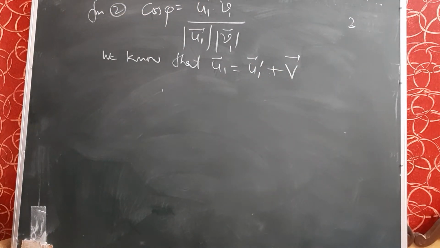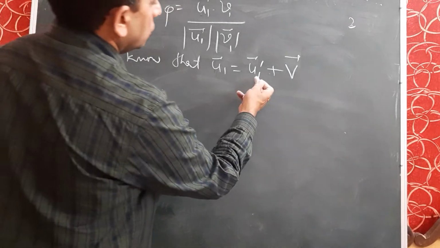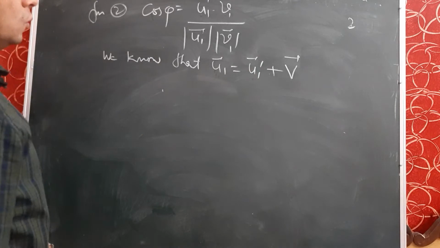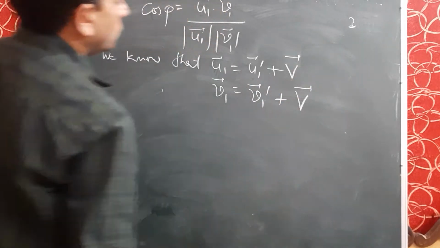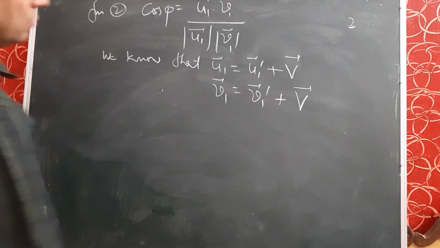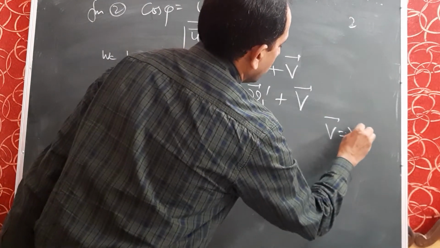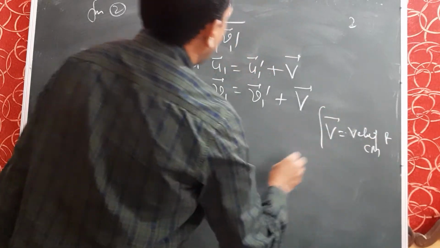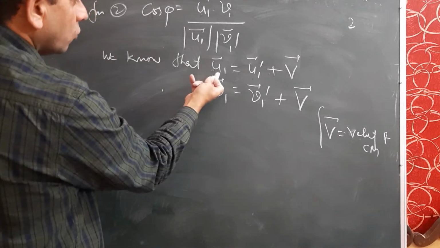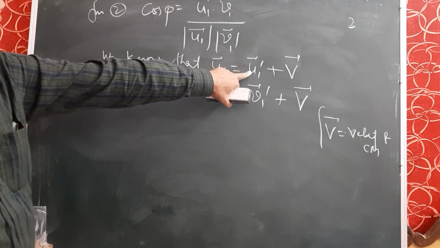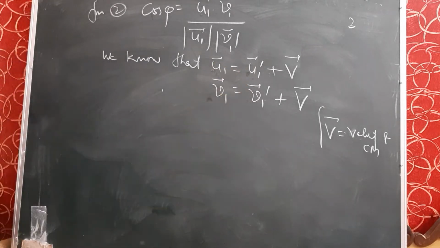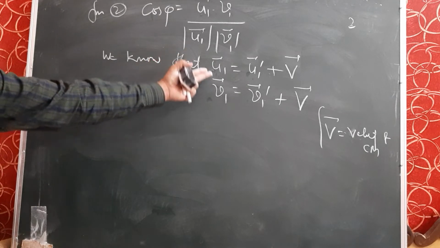What is V? V is the velocity of center of mass. I have already proved this formula in the previous article, that u1 dash is u1 minus V, or u1 is equal to u1 dash plus V, and similarly v1 is equal to v1 dash plus V. Here capital V is the velocity of center of mass, u1 is the velocity of the first particle before collision in lab frame, v1 is its velocity after collision in lab frame, and u1 dash and v1 dash are its velocities before and after collision in center of mass frame. These are the relations we have already read.